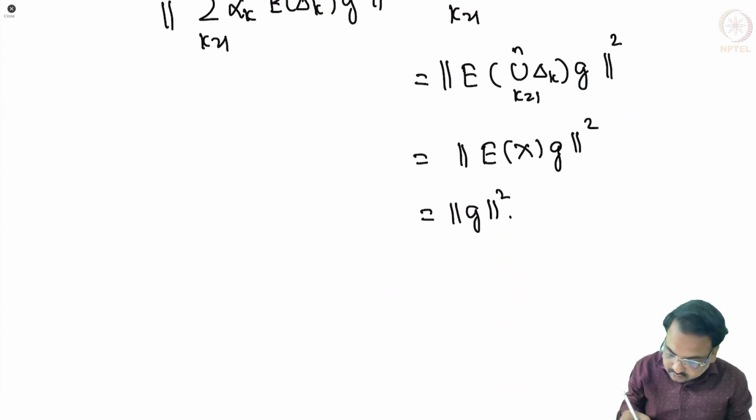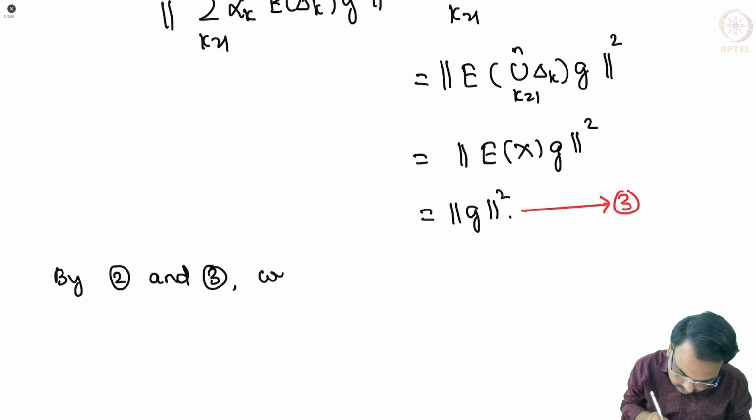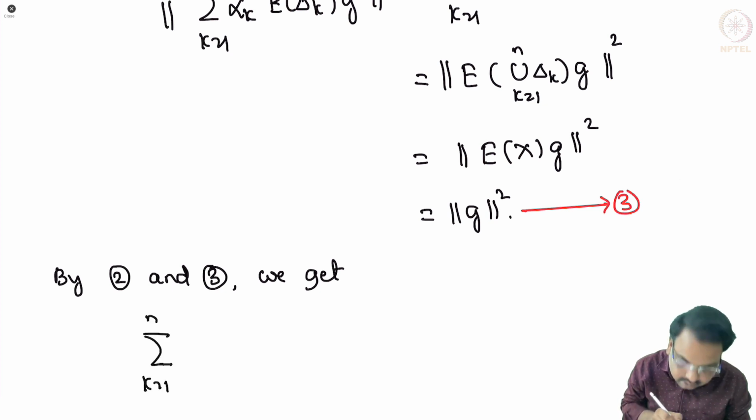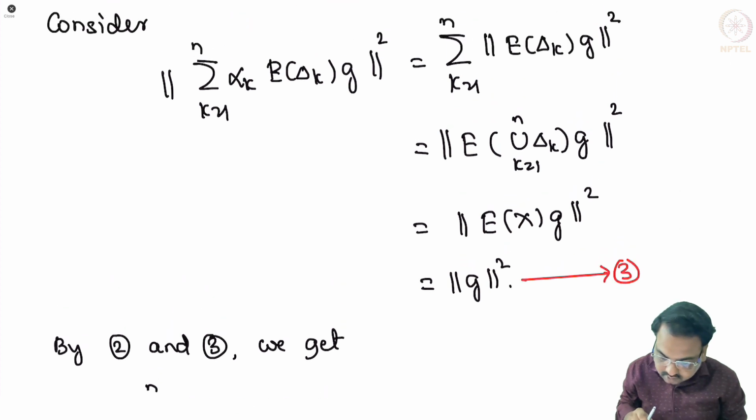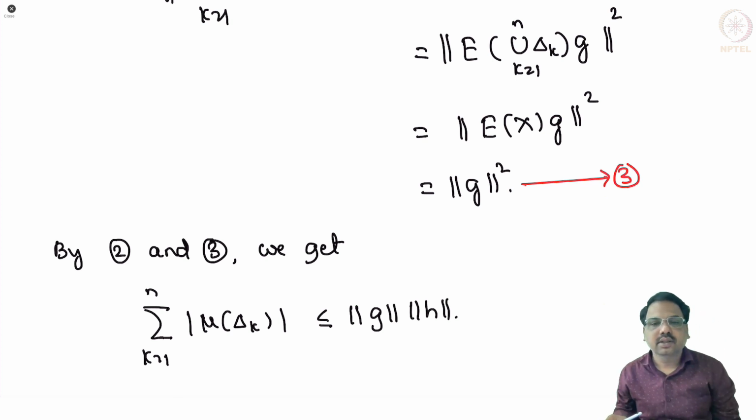So by inequality 2 and let us say this is 3, we can conclude that from 2 and 3 we get summation k equal to 1 to n mod of mu of delta k is less than or equal to norm g into norm h. This completes the proof of the theorem.